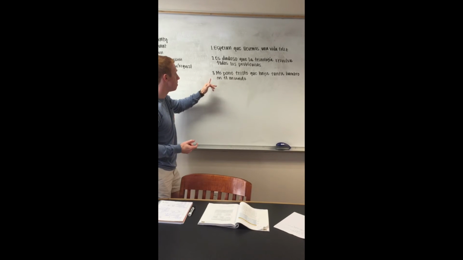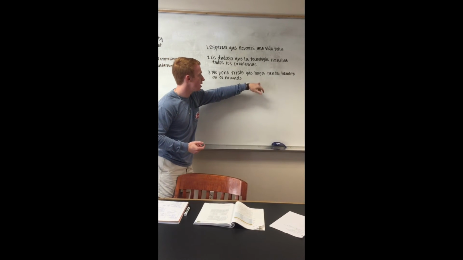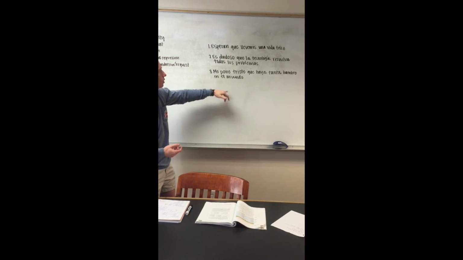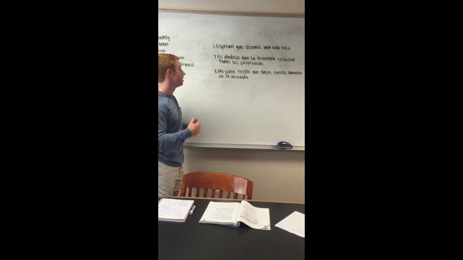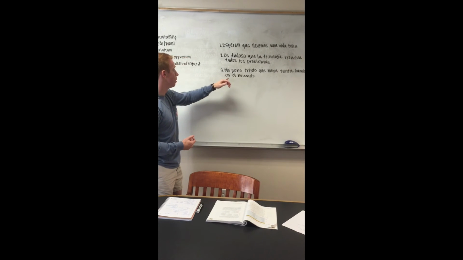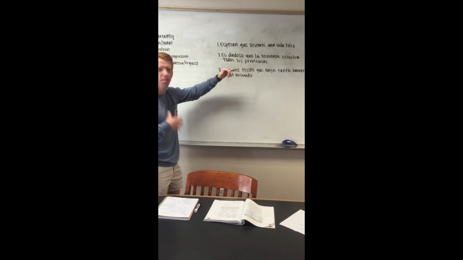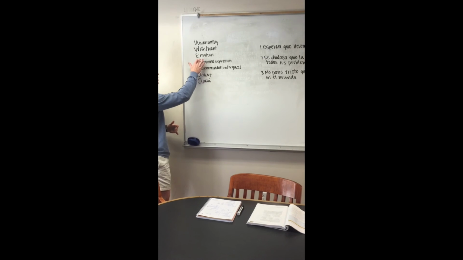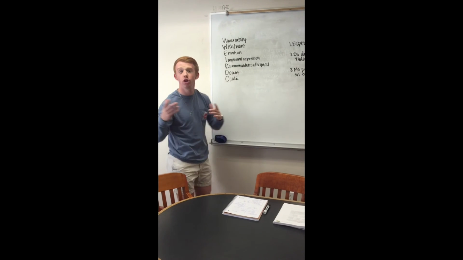And then for the third one, me pone triste que haya tanta hambre en el mundo. So essentially, it makes me sad that there is so much hunger in the world. And so this right here is an emotional judgment. It makes me sad, and this is why we come over here for emotion. Really hope these examples helped.